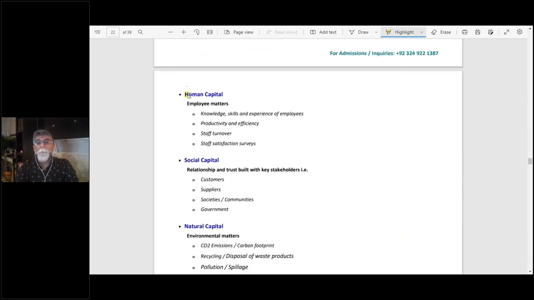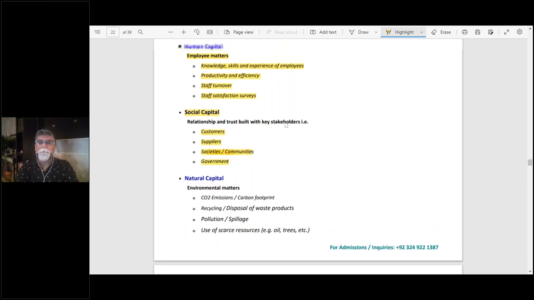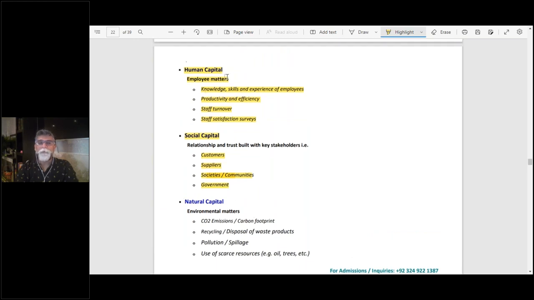Then it talks about human capital. As the name says, human capital talks about our employees: knowledge, skills, and experience of employees, their productivity and efficiency, staff turnover, staff satisfaction. All the aspects relating to employees are covered under human capital. Social capital talks about customers and suppliers, society, community, and governments. Social also includes employees, right? But employees are covered separately under human capital. So all the other remaining are covered here in social capital.